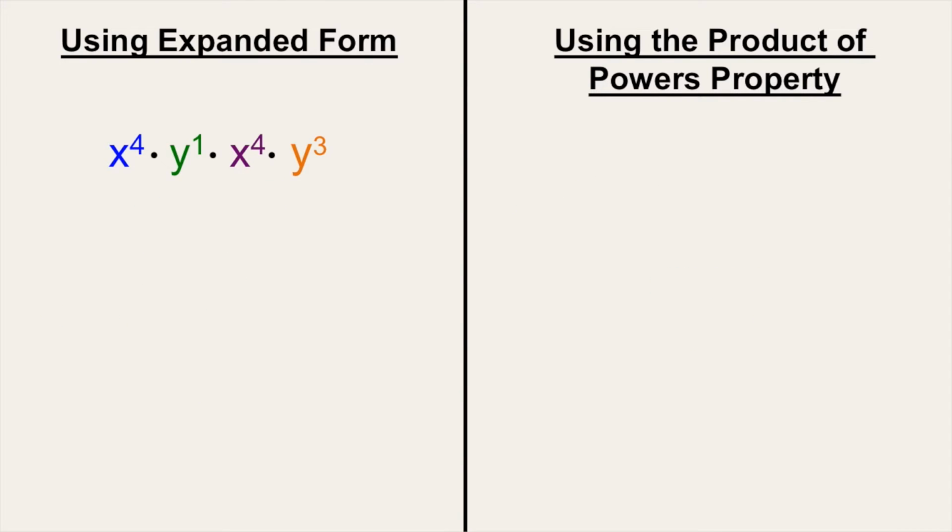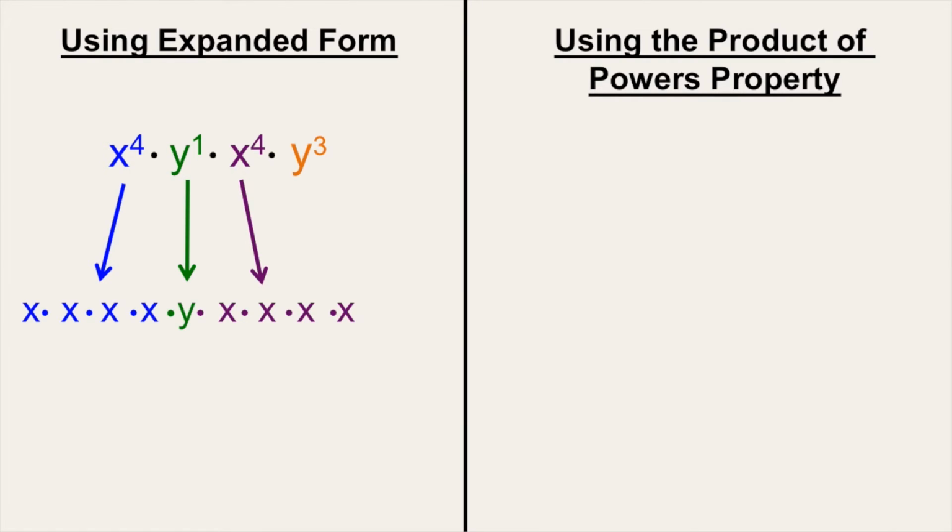In this next example, we have two different variables and two different bases. So using expanded form, starting with the first power, x to the 4, we would rewrite x to the 4 as x being multiplied to itself 4 times. Y to the first is just 1 y. X to the 4 would be rewritten as, again, another x being multiplied to itself 4 times, and y cubed would be y being multiplied to itself 3 times. In total, we have 8 x's being multiplied with each other and 4 y's being multiplied with each other.